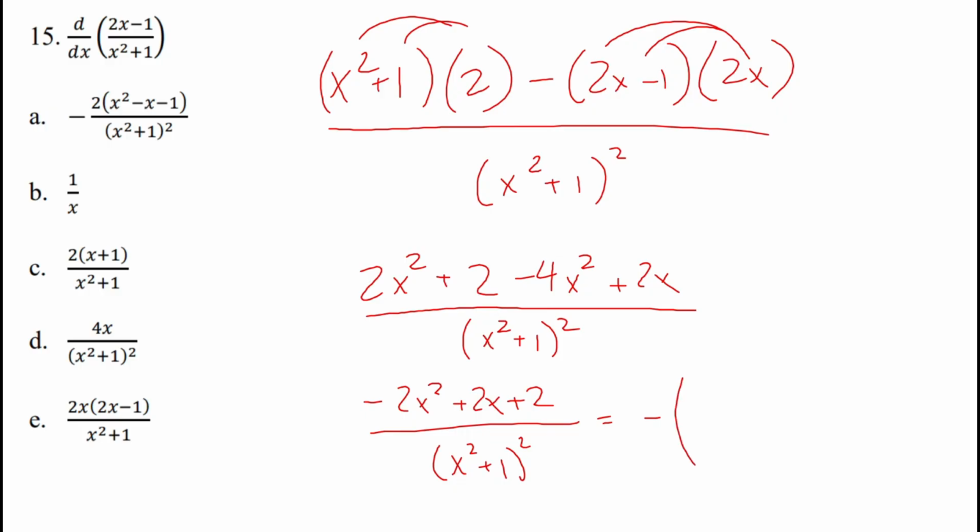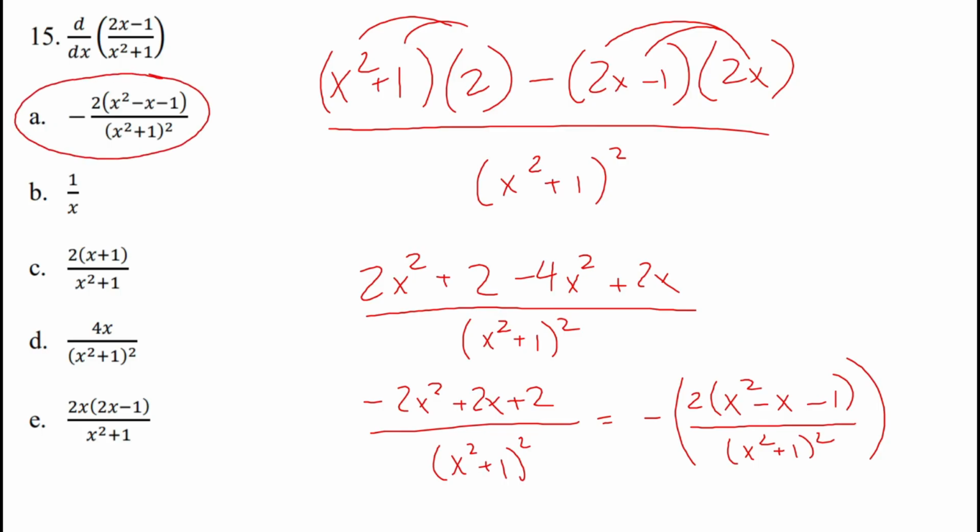out of this, I'm not sure why I put that parenthesis there, but we'll end up with x squared minus x minus 1 over our original denominator there, which was x squared plus 1 squared. And now it looks like answer choice A.